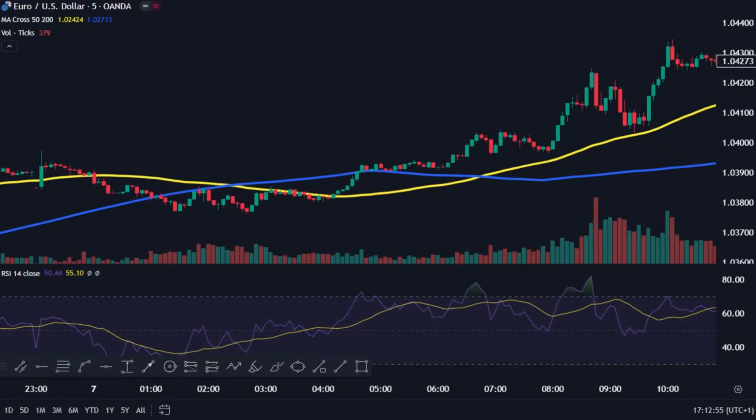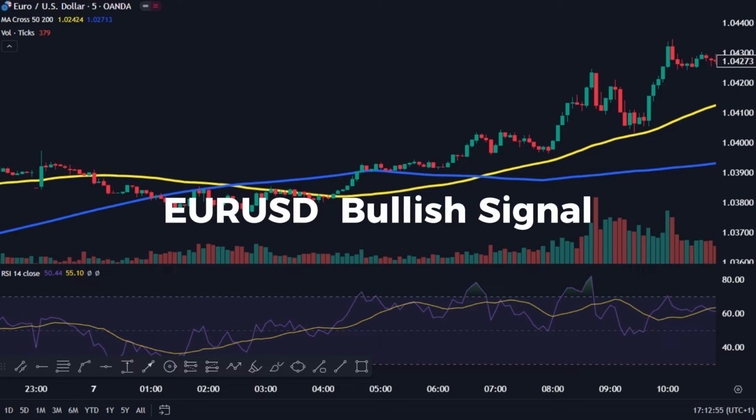Real-world examples and golden cross in action. Now that we've covered the theory behind the golden cross, let's take a look at some real-world examples. I'll walk you through a couple of Forex charts to show how you can spot and use the golden cross in real market conditions.